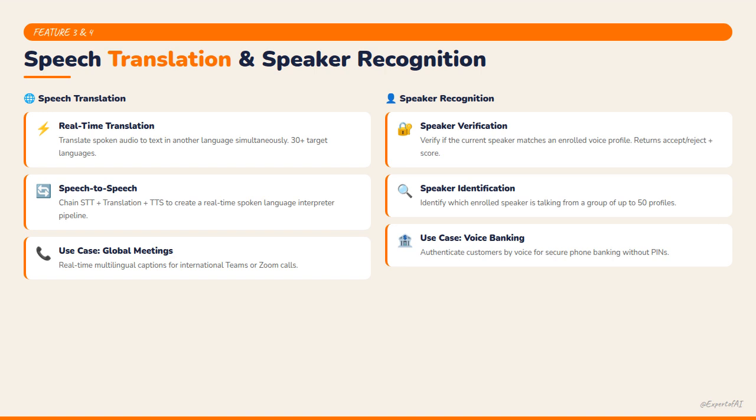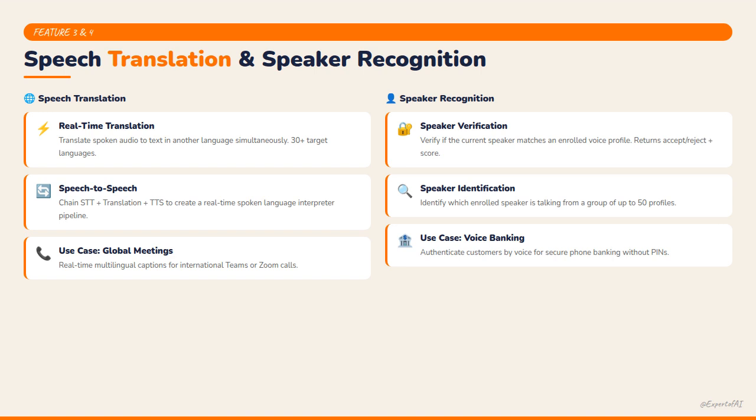Speaker recognition adds a biometric layer to your applications. Speaker verification checks if the current speaker matches an enrolled voice profile, returning an accept or reject decision with a confidence score. Speaker identification goes further. It identifies which of up to 50 enrolled speakers is currently talking. Banks use this for voice-based customer authentication, eliminating the need for PINs over the phone.